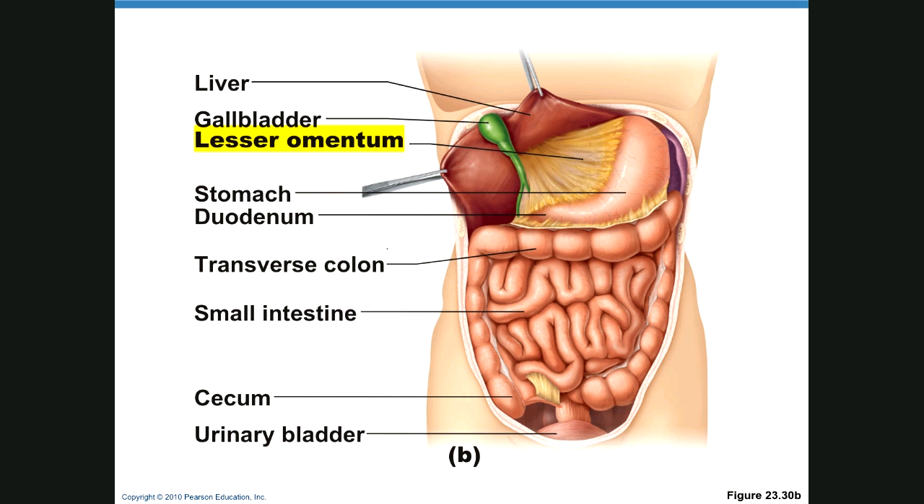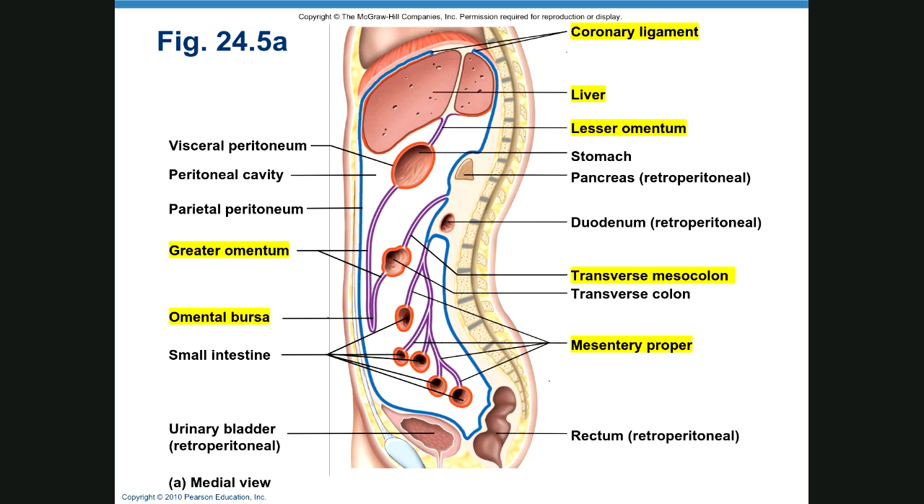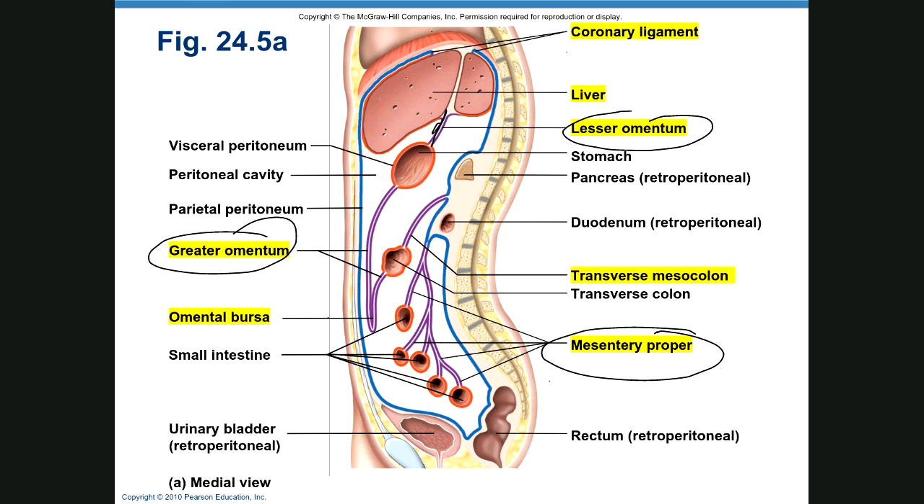Okay, just thought I had a better view of mesenteries. I guess this is going to be it. Okay, so the mesenteries you need to know will be greater omentum, which are going to deal with the large intestine, the mesentery proper, which puts the small intestines in place, lesser omentum between stomach and liver. Okay. All right.